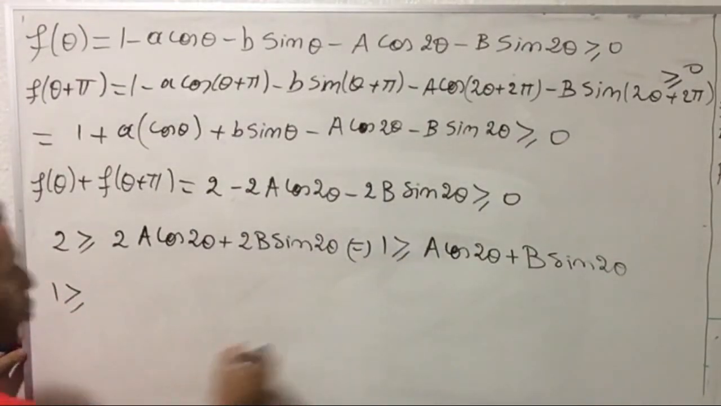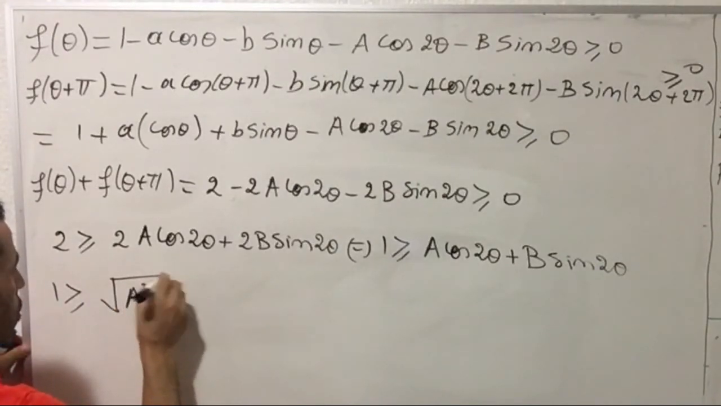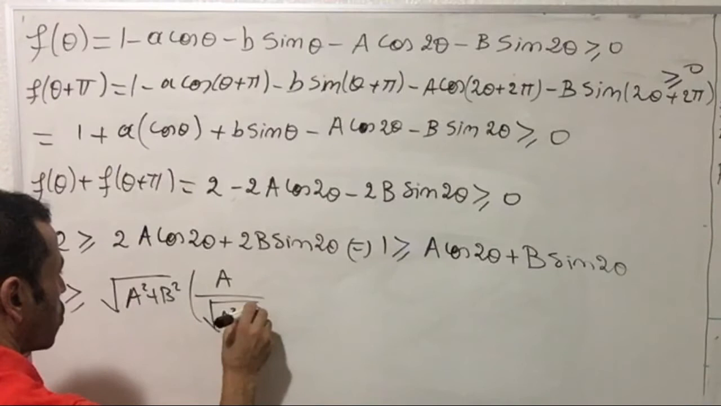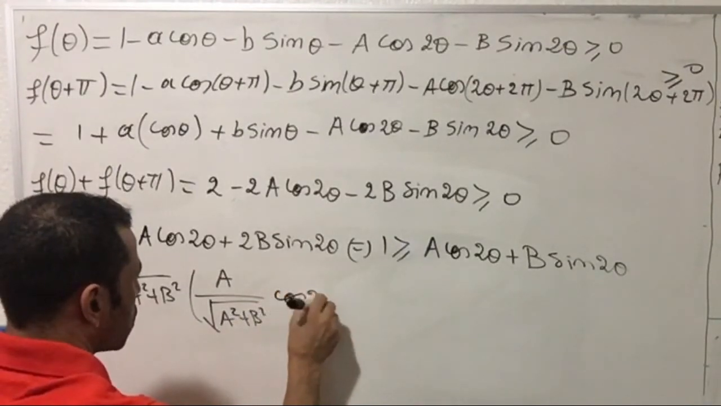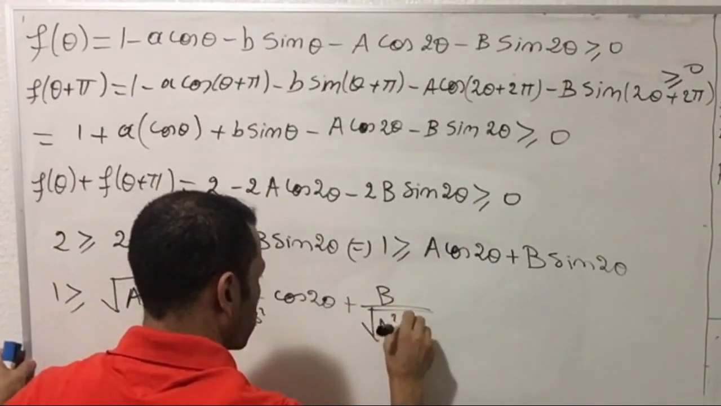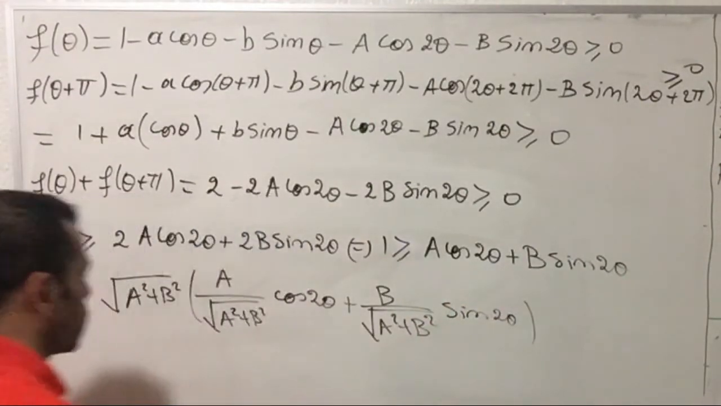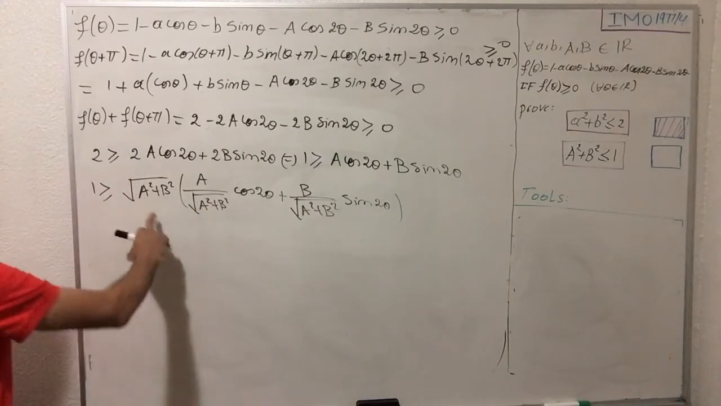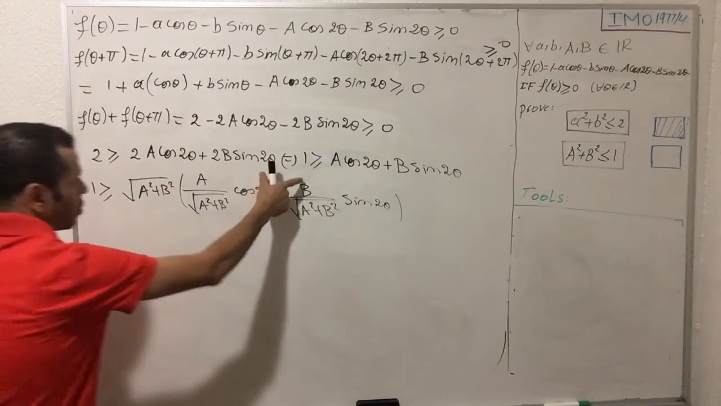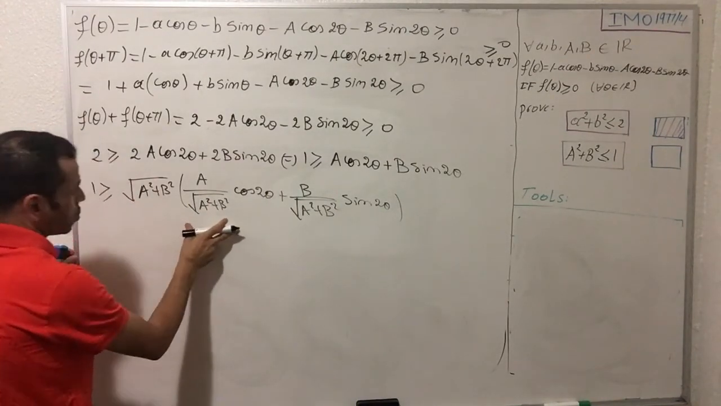Now what I'm going to do is multiply by square root of A square plus B square, multiplied by A over square root of A square plus B square, cosine 2 theta, plus capital B over square root of A square plus B square, sine 2 theta, okay? If you distribute this again, you will have the same thing. We will go back to the same expression that we had before. So now I'm going to do the substitution here.